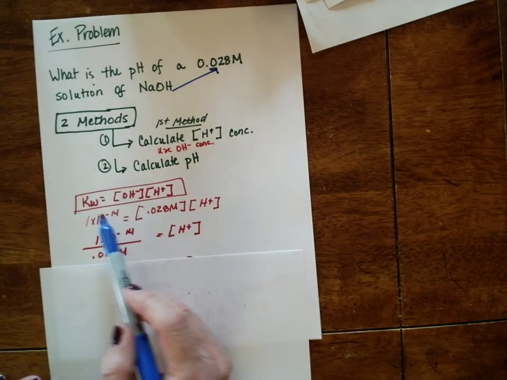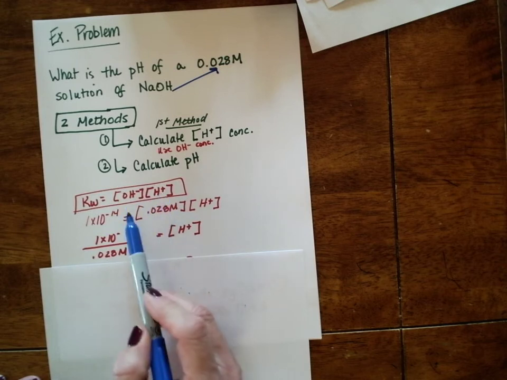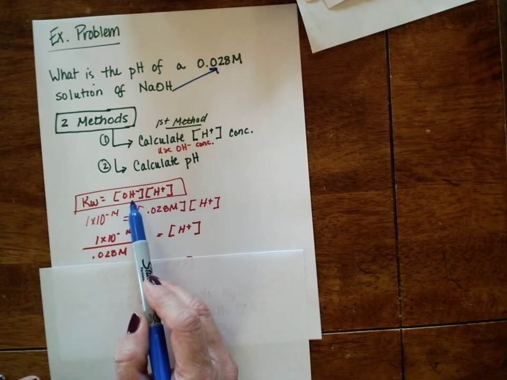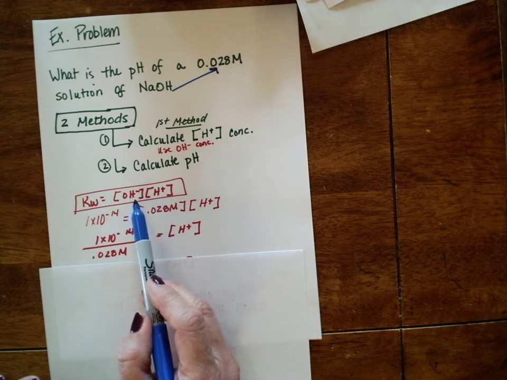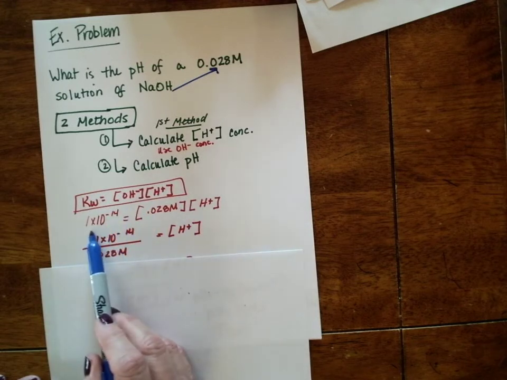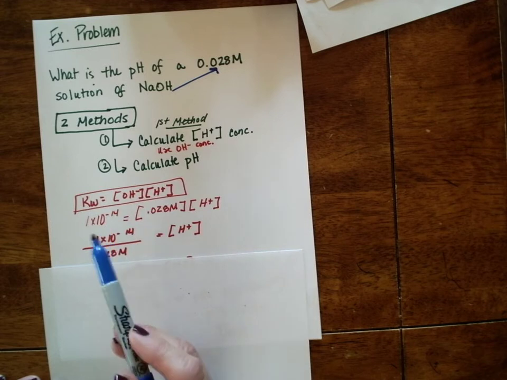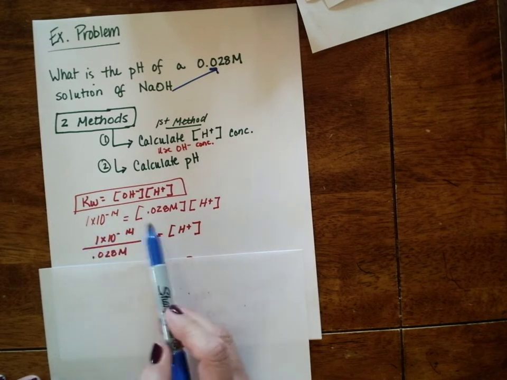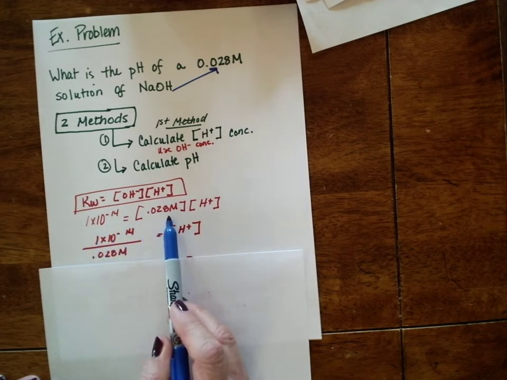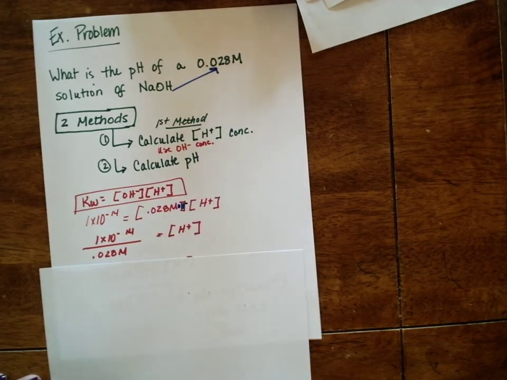So let's look at it this way. I'm going to start with my Kw equals OH concentration times H plus concentration. The reason I wrote my OH first is this time we're dealing with a basic solution. That's not a requirement. It doesn't matter which way. It's multiplicative, so either way you write it, it's going to be fine. So I start with my Kw because remember, these are still in aqueous solution, so we're treating it like a water solution. So I've got 1 times 10 to the negative 14th equals 0.028 molar, this would be my OH minus, times my H plus.